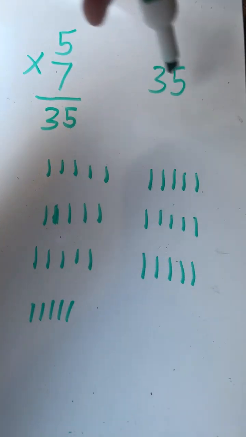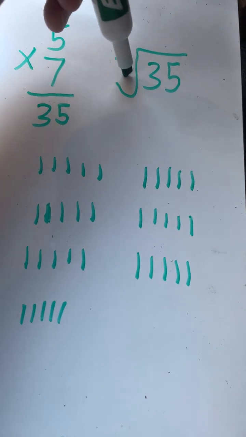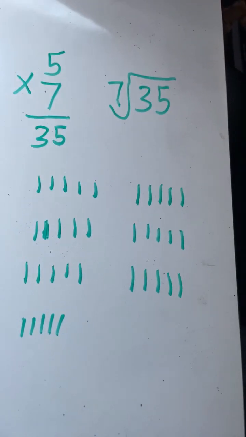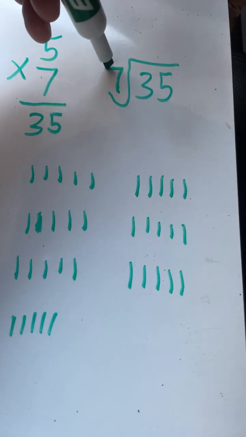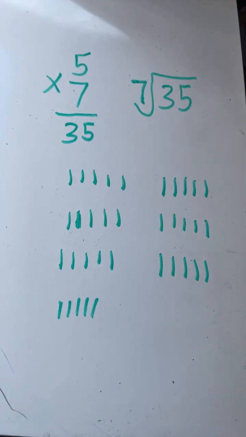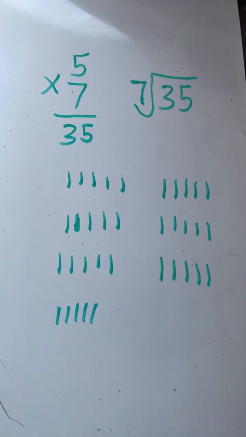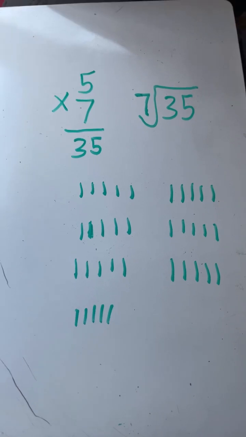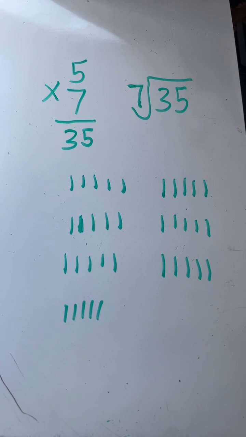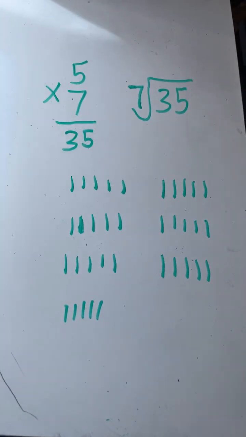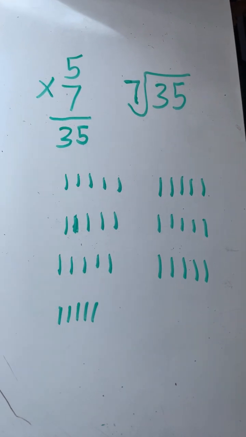Final problem, division. 35 divided by 7. So division is sort of the reverse of multiplication. Multiplication, they give you your groups, 5 groups of 7, and then you have to find the total. With division, they give you the total, and then you have to determine how many groups.